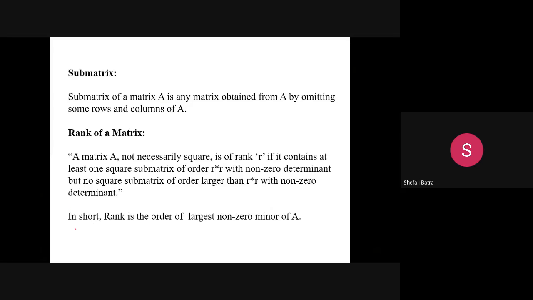Now, in short, rank is the order of the largest non-zero minor of A. And how do you find the minor? Deleting that row and column, and the corresponding elements that are left, you take their determinant, right? Rank of a matrix is represented by the symbol rho of A, or directly write rank of matrix A.